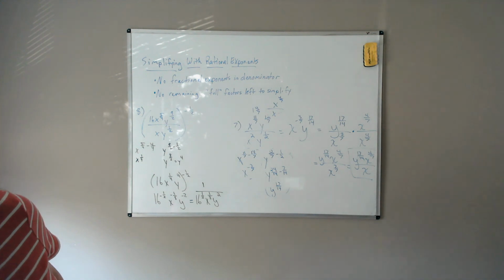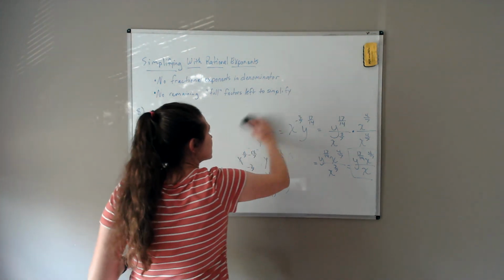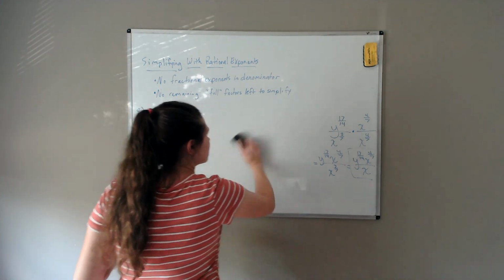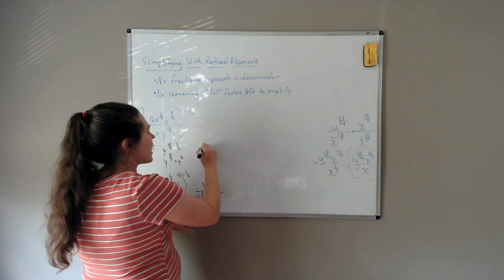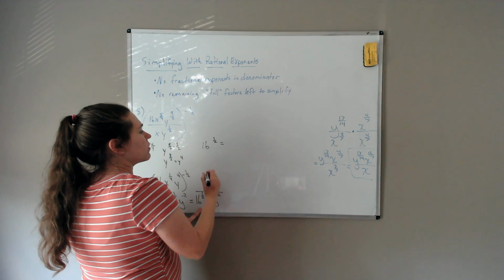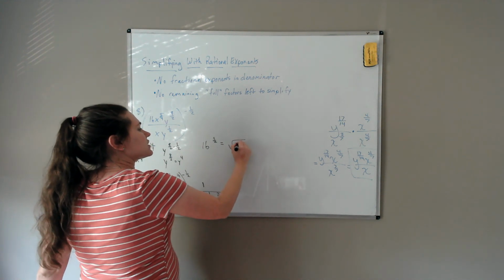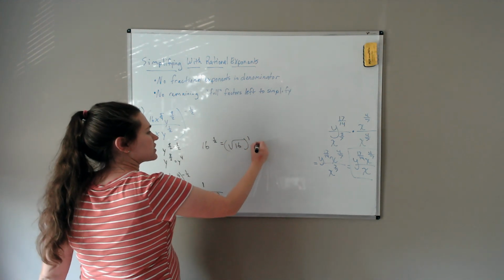Now, 16 to the 1/2 is a constant factor. So you're not trying to rationalize this. Right now, you're checking to see what this becomes. So this would be the square root of 16 raised to the first. The square root of 16 is 4.